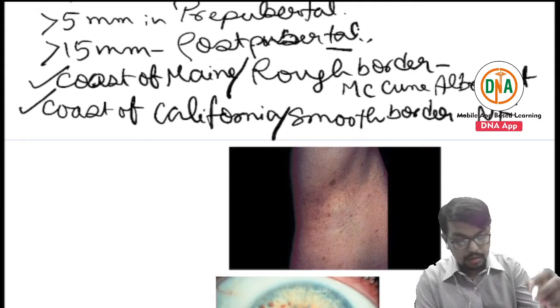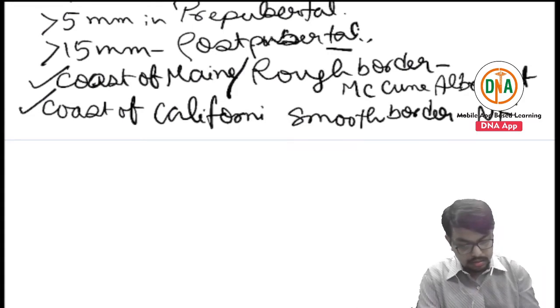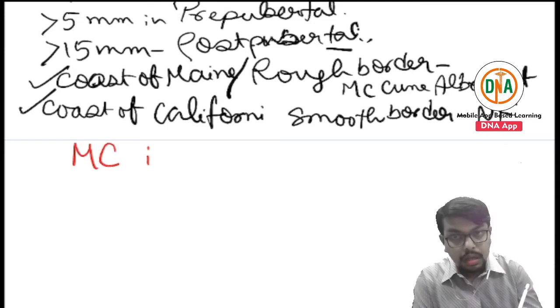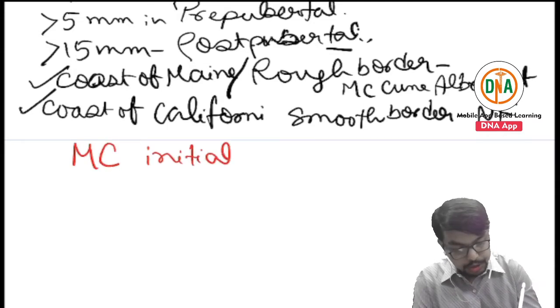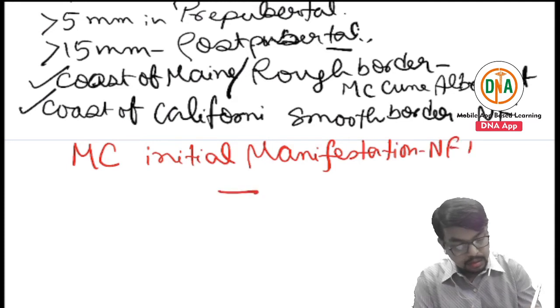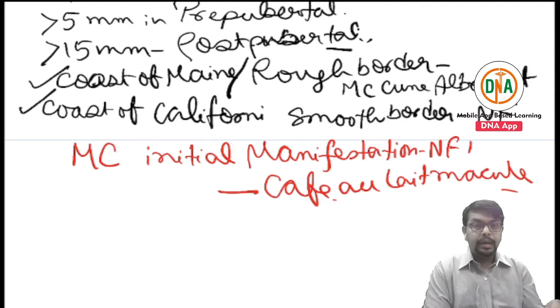Now, here you have to remember one important thing, that the most common initial manifestation of neurofibromatosis type 1 is cafe au lait macule.